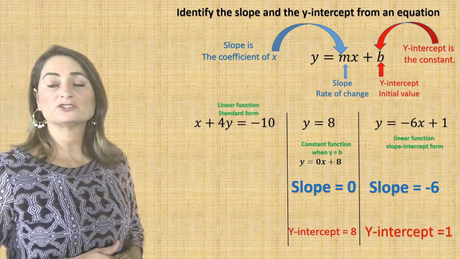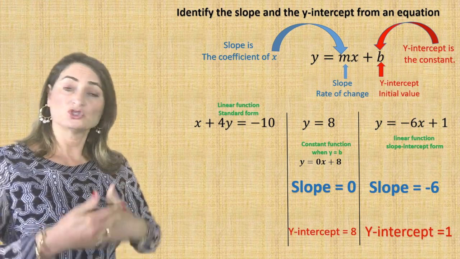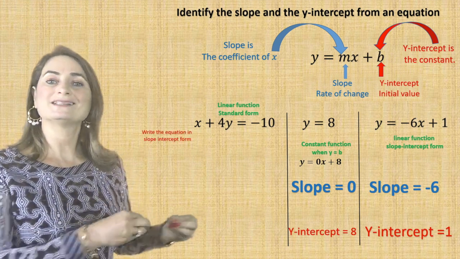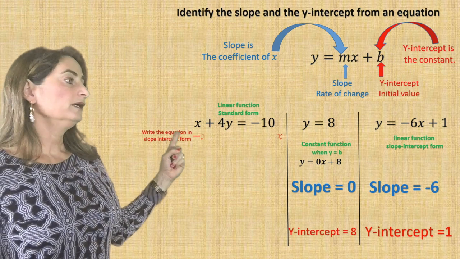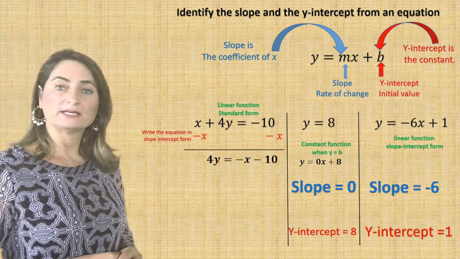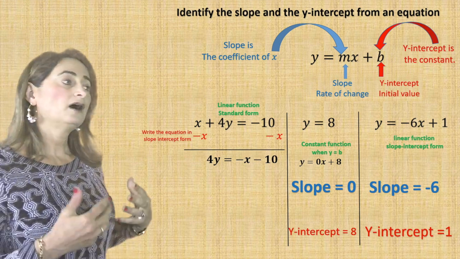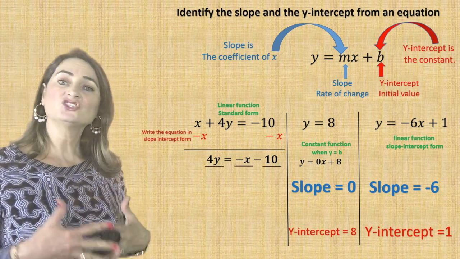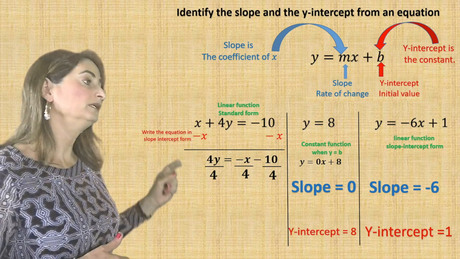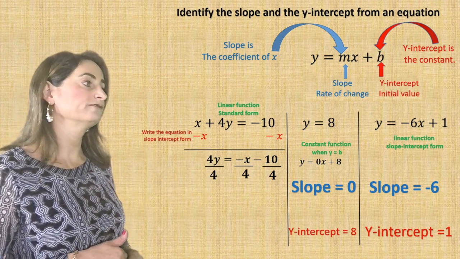The last one, x plus 4y equals -10. This is a linear function, but it's written in standard form. So change it to slope-intercept form, which means isolate y. Get rid of the x first. Subtract x from both sides. You end up with 4y equals -x minus 10. Now get rid of the 4 by dividing each term by 4. Every single term in the equation. So divide all 3 terms by 4.